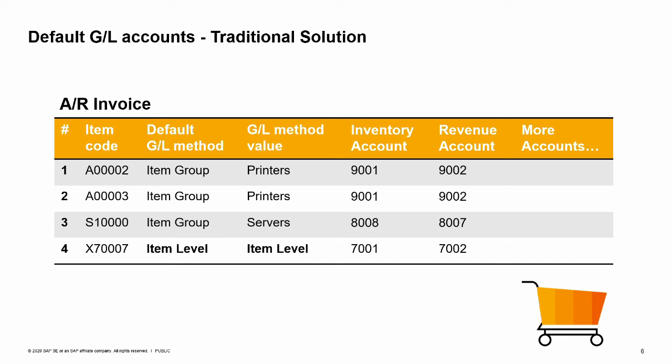In the presented example, you can see that three items in the AR invoice have the item group level defined as the default GL method. One item has the item level method defined for it, and you can assign different GL accounts to be used in the monetary transaction created for this item.